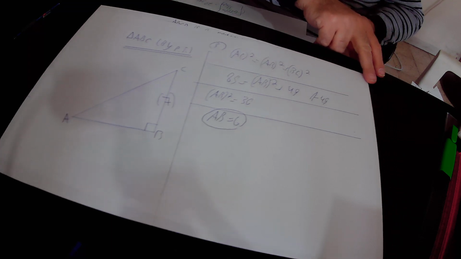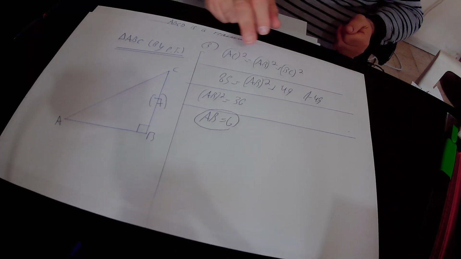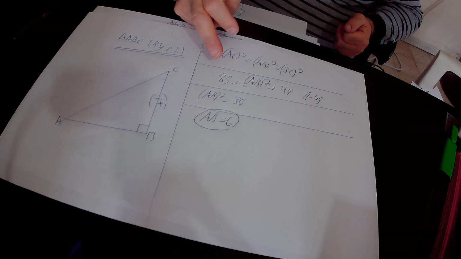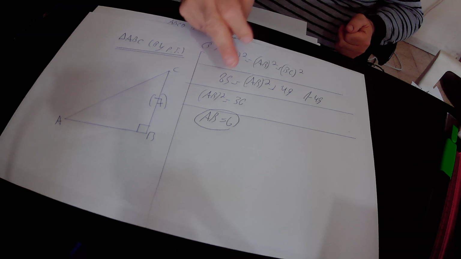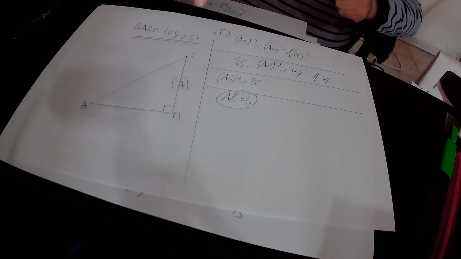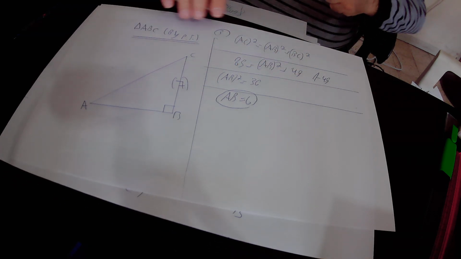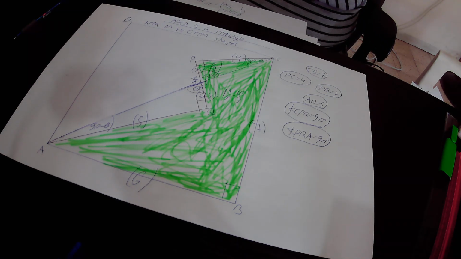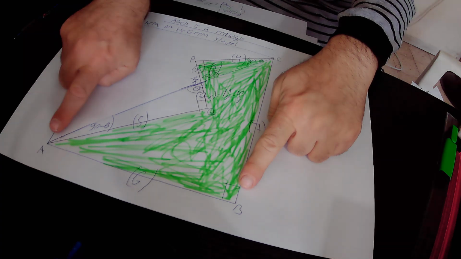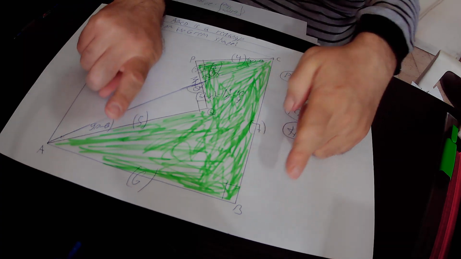Here we subtract the 49 from this equation, and finally found out that AB squared equals 85 minus 49, that is 36. So AB squared equals 36. We took a root out of this equation, and finally found out that AB equals the square root of 36, that is 6. So this side AB equals 6 units in length.